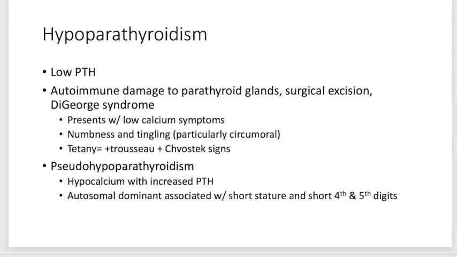When we talk about hypoparathyroidism, this would be low PTH. This is usually due to autoimmune damage to the parathyroid gland, surgical excision, or DiGeorge syndrome. You would present with low calcium symptoms, which is numbness and tingling. When it gets low, you have circumoral numbness and tingling. Tetany would be positive Trousseau and Chvostek signs. You can have a pseudohypoparathyroidism, and this is hypocalcemia with increased PTH. This is an autosomal dominant issue, and it's associated with short stature and short fourth and fifth digits.